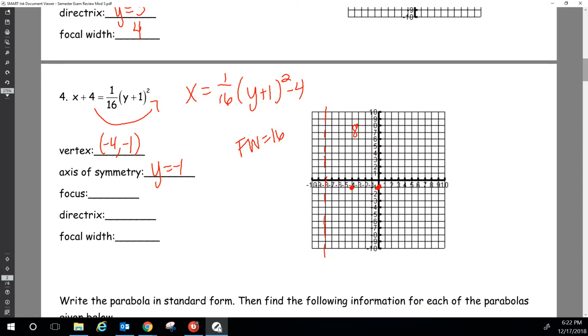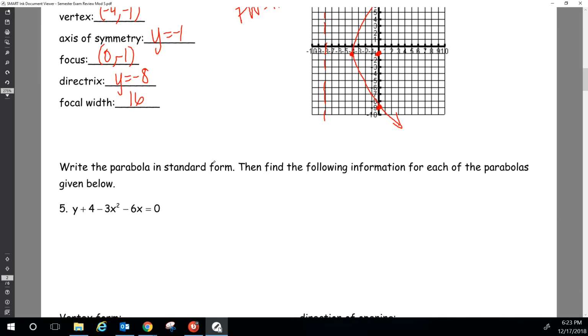All right. So now if we look at it, the distance from the directrix to the focus is 8. I'm going to go down 8 to get to one point, up 8 to get to the other point, and here's my parabola. Notice it gives me the 16 total across that I need for my focal width up here. So the focus for this one is at 0, -1. My directrix is down here at y equals -8. And the focal width, like we said, was 16.